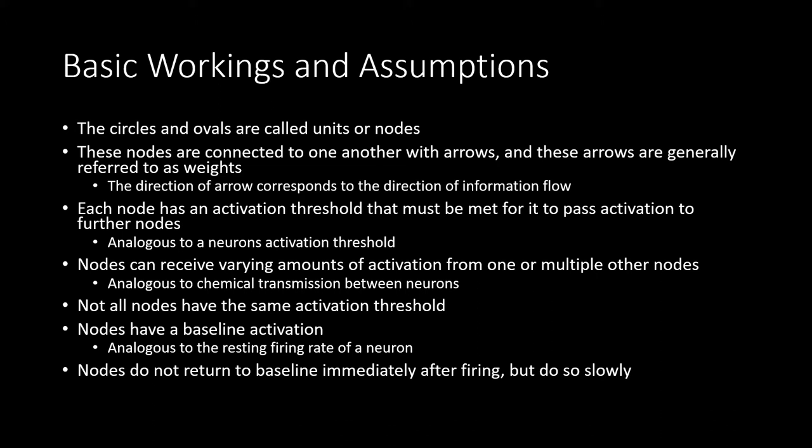Nodes have baseline activation. This just means that a node will not just stay at zero. Oftentimes, nodes are set to have some resting level of activation. For example, let's say you wanted to give it a 0.2 value out of the possible 0 to 1. This allows a node to be suppressed. You can lower its activation even further, and then, of course, raise it past baseline.